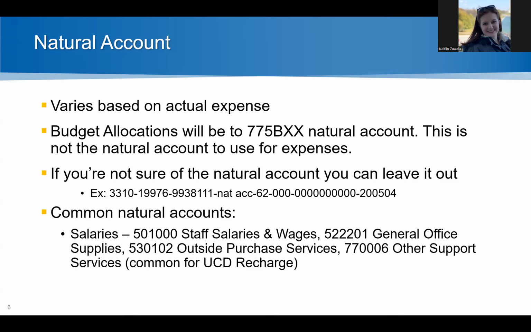So here are just some common natural accounts that you'll see. Salaries are going to be on 501000, staff salaries and wages. Our general office supplies are 522201. Our outside purchase services are 530102. And other support services can be 770006. Those are common for our UCD recharges, like for cell phones and things like that.